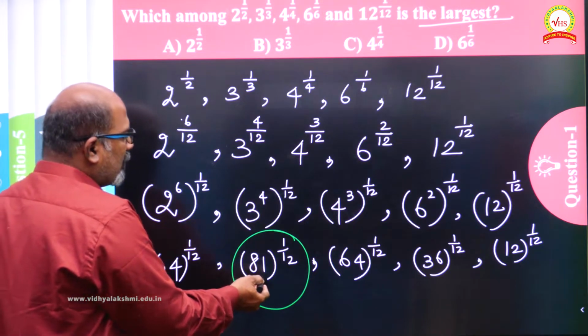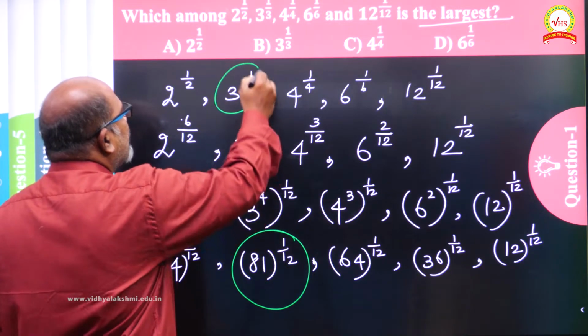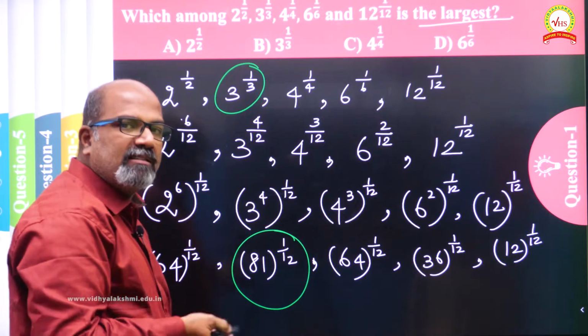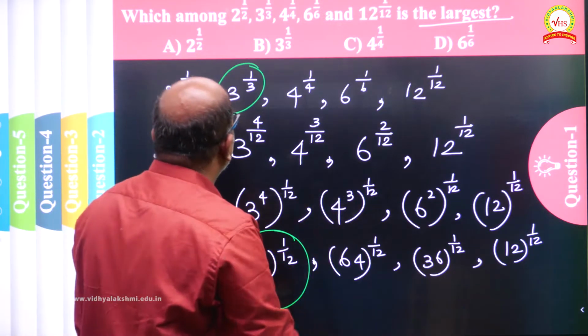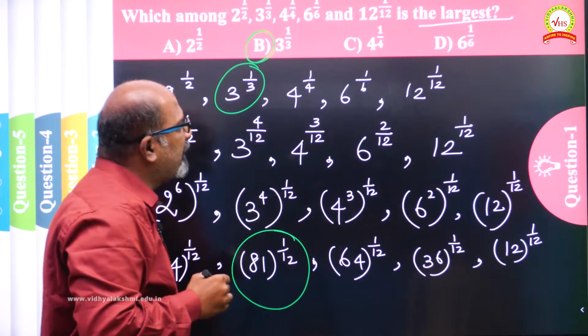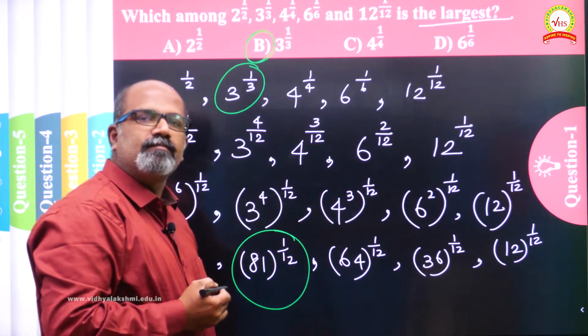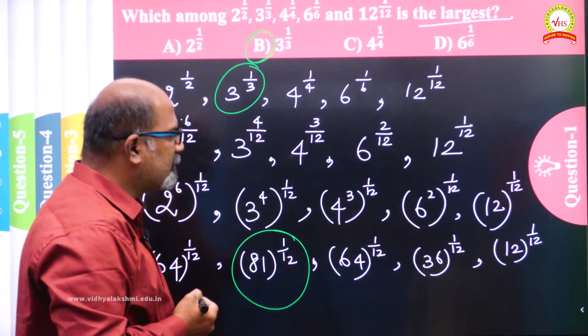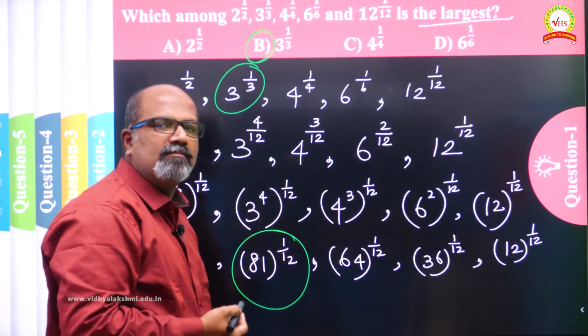So this 81 to the power 1 by 12 is actually coming from 3 power 1 by 3. So 3 power 1 by 3 is the largest among the given 5 values. So the exact option is 3 power 1 by 3. It is option B. It is the correct answer. I hope that you understand this problem. And now I am going to the next problem.